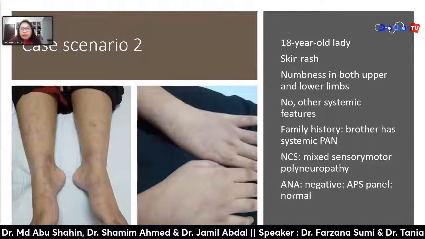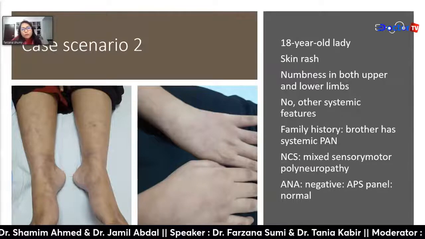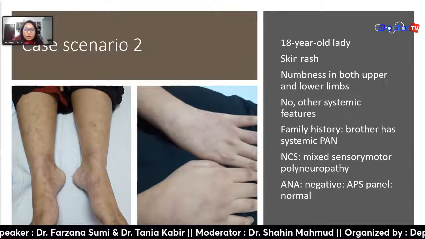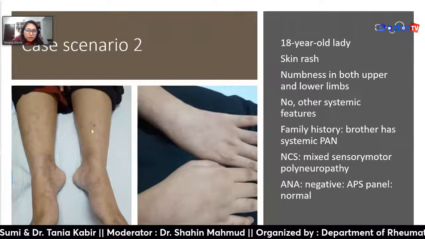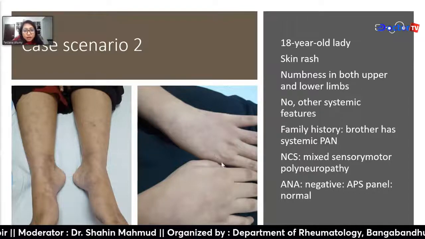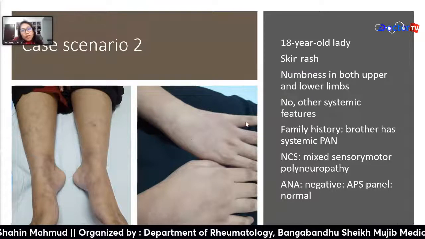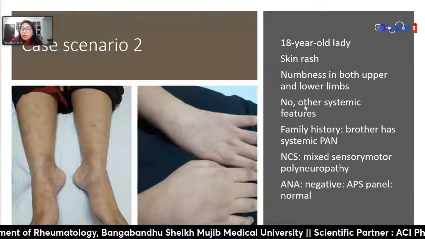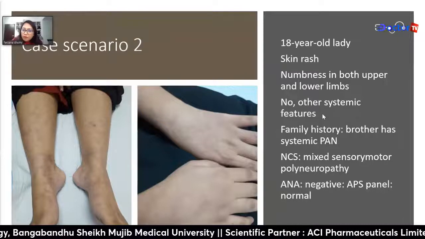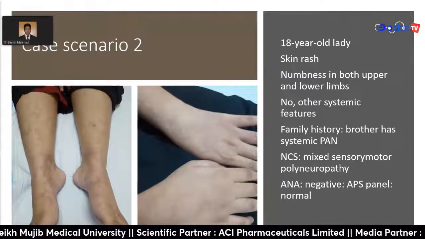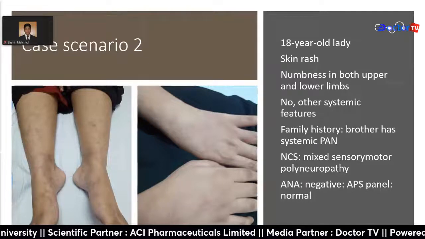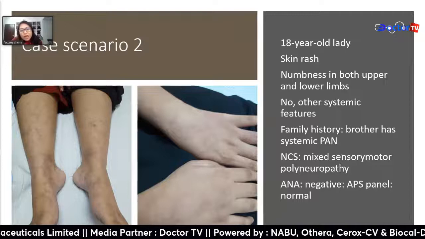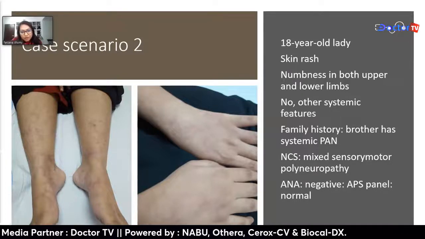So this is my case. I encountered this case around 1 year back. She was an 18-year-old lady who developed skin rash in both upper and lower limbs, and you have seen the livedo reticularis-like skin rash in her upper and lower limbs, as well as numbness in both upper and lower limbs. But apart from numbness, there were no other associated features like fever or weight loss, or other organ involvement. An interesting thing is that her brother also suffered from polyarthritis. He had acute pain, and his symptoms started since he was 4 years of age.